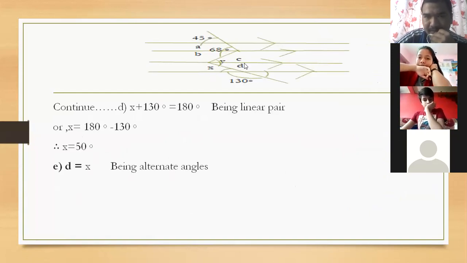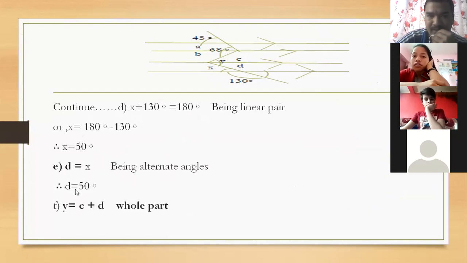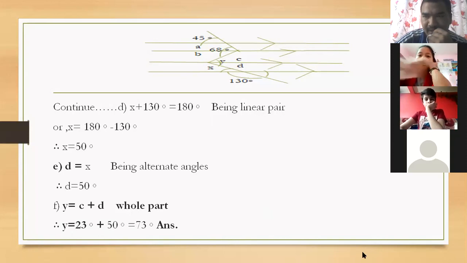After getting the value of x 50 degree, then we have to add now, look here, D, because D will be added with C, then it will form y. y will be formed by adding C and D. D will be alternate angle with x. D is 50 degree because D and x are alternate, and y equals C plus D. By adding the value of C and D, we got the value of y. How much degree there, children? 73 degree. Okay, children. Look here.